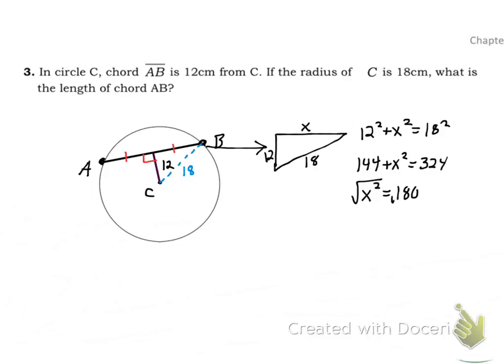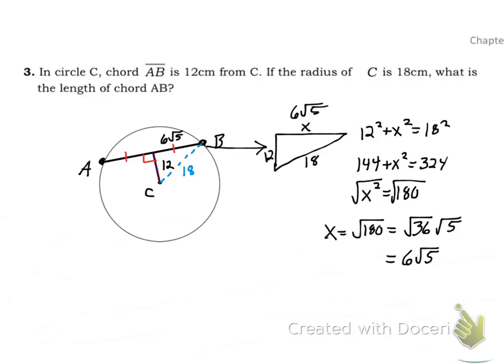And so I'm going to take the square root of both sides. And we're going to see that x equals the square root of 180. But 36 actually goes into 180. So we're going to whittle this down to the square root of 36 times the square root of 5. 36 times 5 equals 180. Which is going to be 6 times the square root of 5. So this x right here is 6 square root of 5. So this right here is 6 square root of 5. Which means that this is 6 square root of 5.